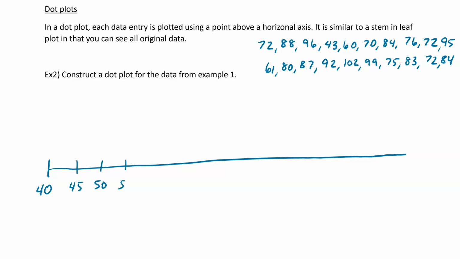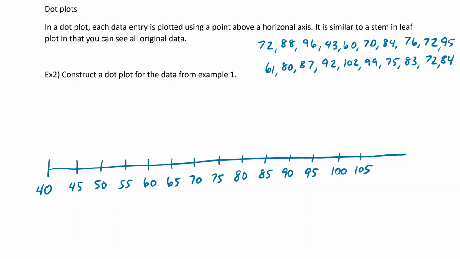50, 55, 60, 65, 70, 75, 80, 85, 90, 95, 100, and 105 will get us just past that 102 that we need. You want to at least make sure you go higher than that, or at least to it.